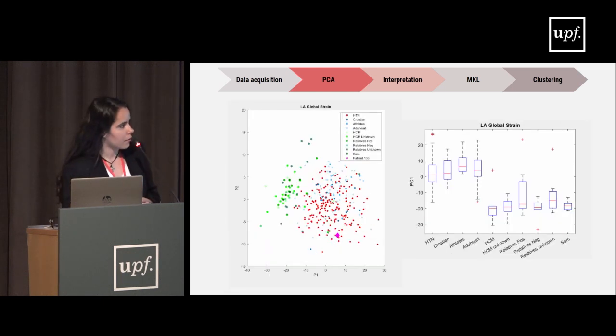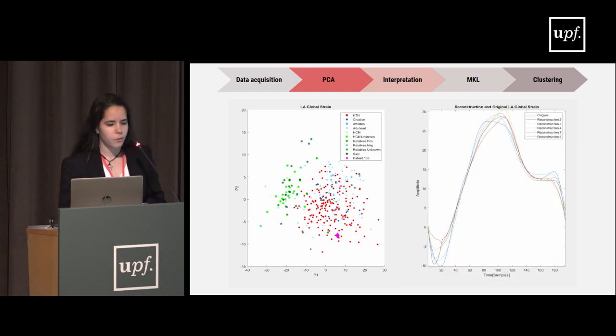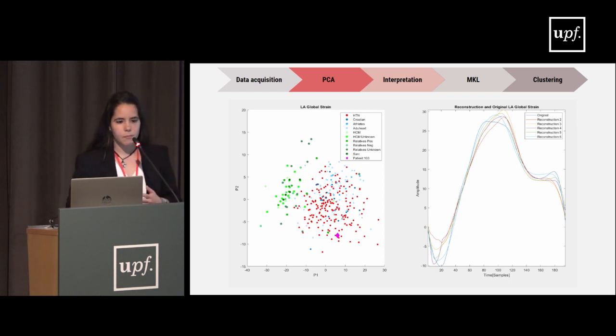Here you can see the plot bigger, and we also made a box plot to ensure that this discrimination held. Using left atrial global strain, we tried to reconstruct the original curve of a single patient by using the first 2, 3, 4, 5, and 6 principal components. We can see that the curves are very similar to each other and to the original one, which means that the first two principal components store the most important information of our data.